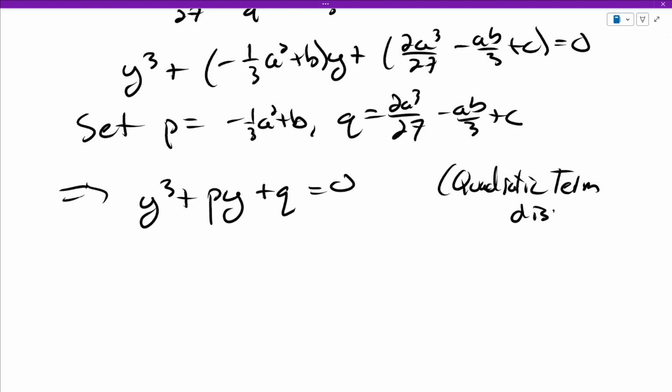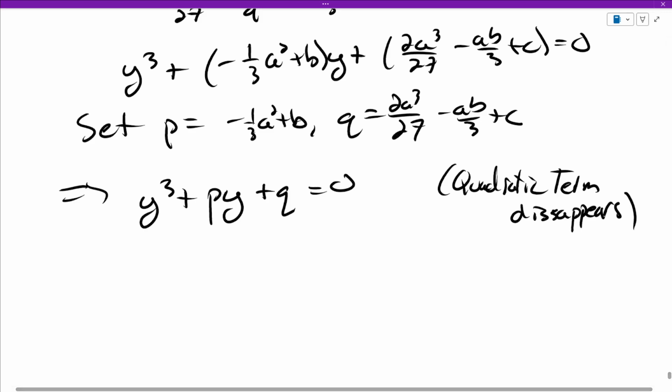This is a general strategy you can use for any equation that will get rid of the term of degree one less. All right, so we're reduced then to solving this one. We just have to solve this one.